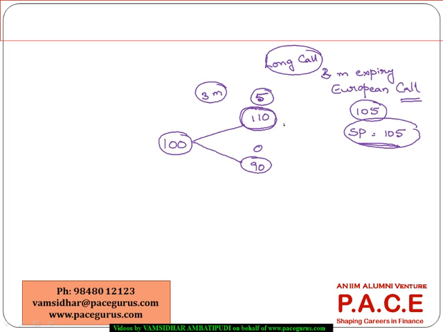So these are the two possible movements of the stock price, and these are the possible payoffs coming from the option. And we are making another assumption here. When I am going with a no arbitrage argument, I am making an assumption that arbitrage opportunities do not exist. Under that assumption, I am creating one portfolio.